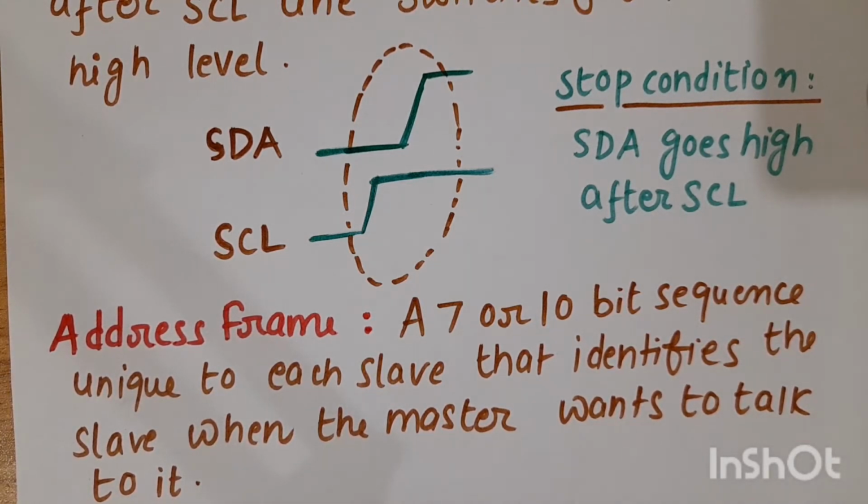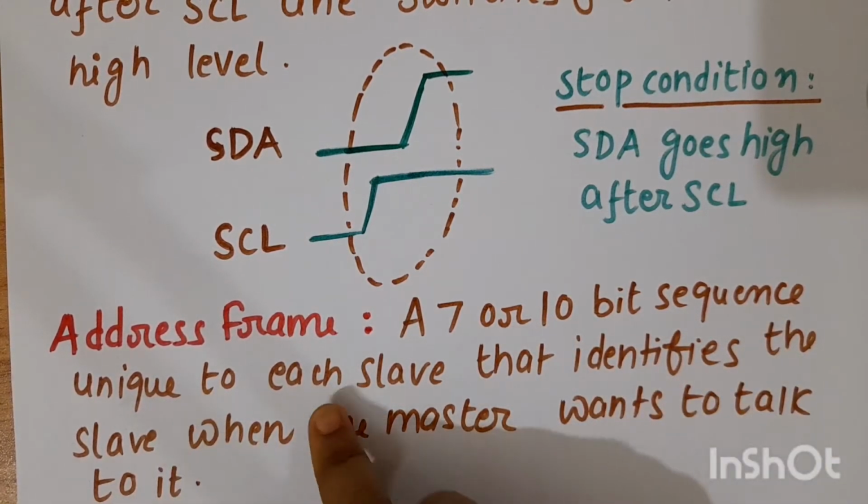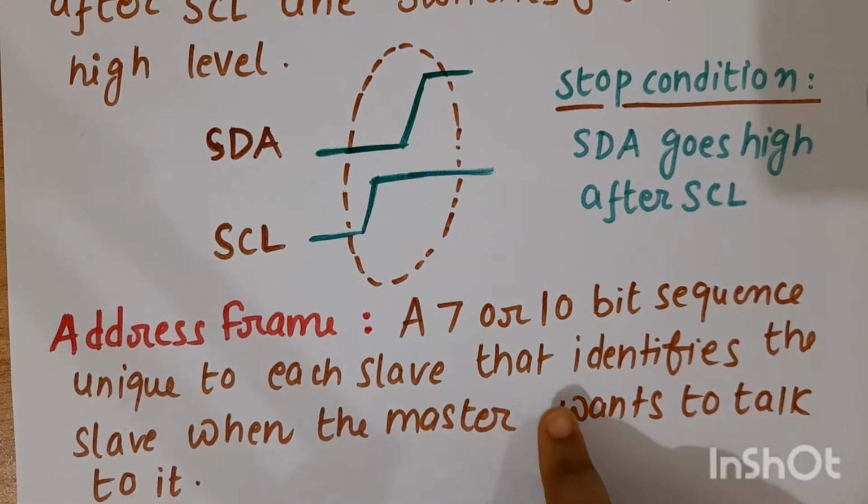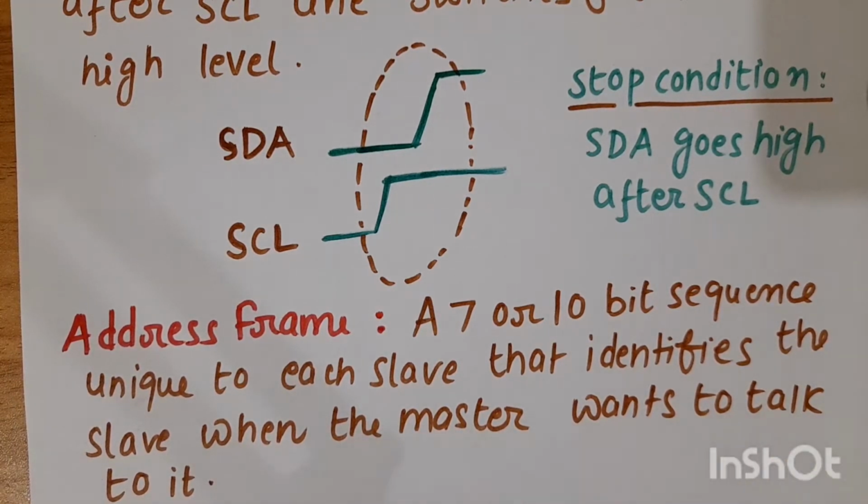When a master wants to transfer data to or read data from a slave, it needs to address it. It needs to send the address of the specific slave. Every attached slave has a specific address, and the master sends the address of the specific slave it wants to interact with in the address frame. The unique address identifies the slave when the master wants to talk to it. The address frame can be 7 bit or 10 bit.